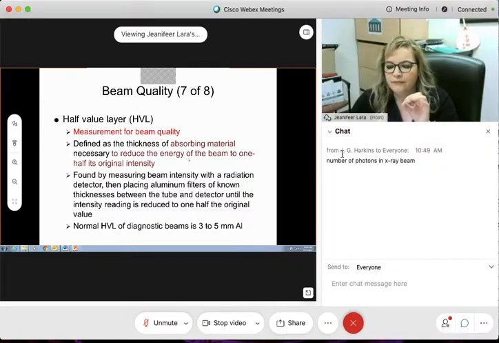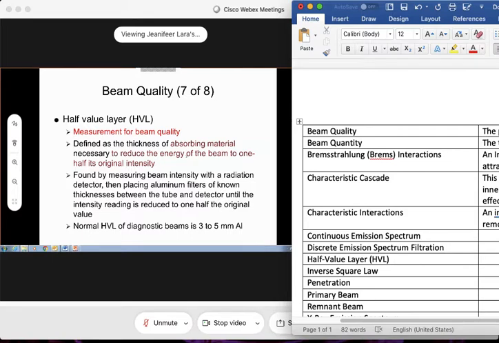But whatever the thickness of that absorbing material is going to be to reduce the energy, it is the energy of the beam. So whatever that thickness is going to reduce the energy of the beam by 1/2 its original intensity. What does intensity mean again, Pamela? What's the definition of intensity? Energy, the amount and energy of the X-ray beam.